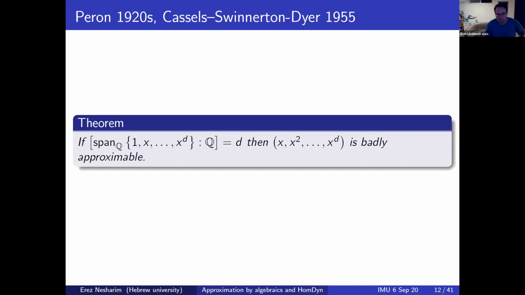Does this mean that X is algebraic of degree D? Yes. Not. Either it's D plus one numbers and the span is only D. Only D. Sorry, D. Okay.